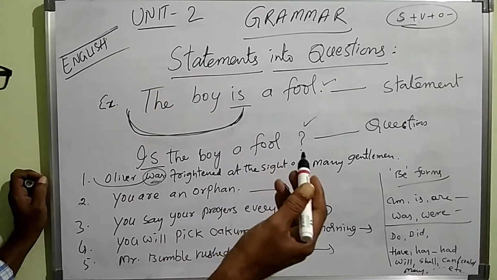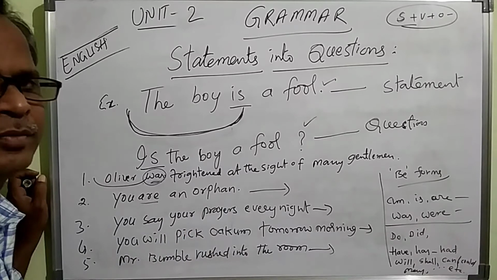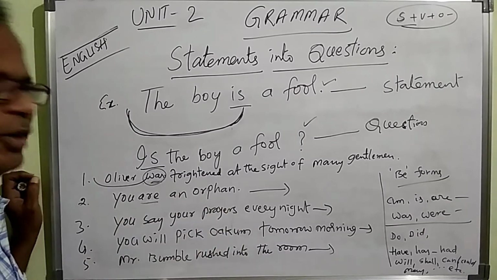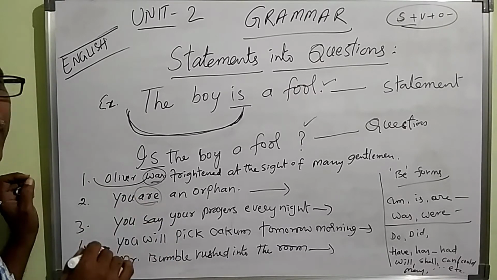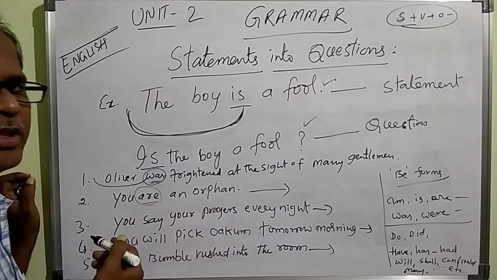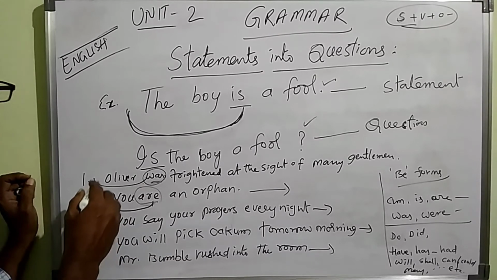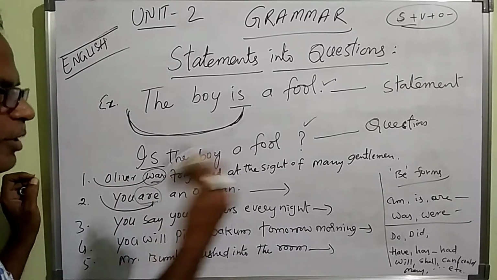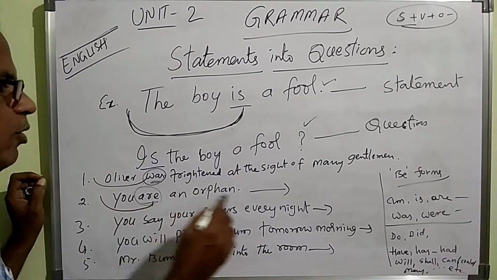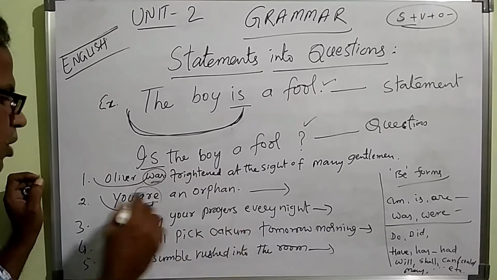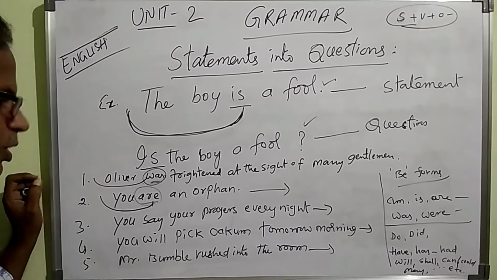And second, given for practice, I am going to read out. You are an orphan. This is the statement. To make a question, what is the be form given here? Are. That is a be form, the present be form in plural. So the plural be form is taken here. If you add that plural be form in the beginning of that statement, it becomes a yes or no answer question. Can you make it? Can you think? Are you an orphan? This is the question. Are you an orphan? That becomes a question.